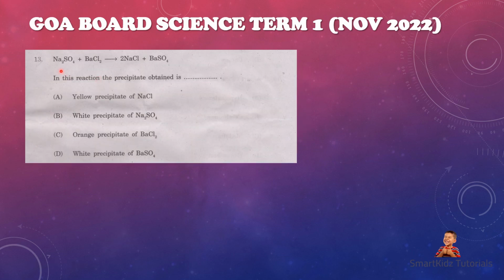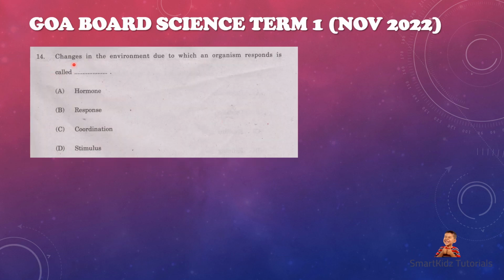13th question, sodium sulfate or Na2SO4 reacting with barium chloride BaCl2 gives us common salt, that is sodium chloride, and barium sulfate. And it says in this reaction the precipitate obtained is a white precipitate of barium sulfate. So when you mix these two, what you get is a white precipitate, an insoluble solid. 14. Changes in the environment due to which an organism responds is called stimulus.